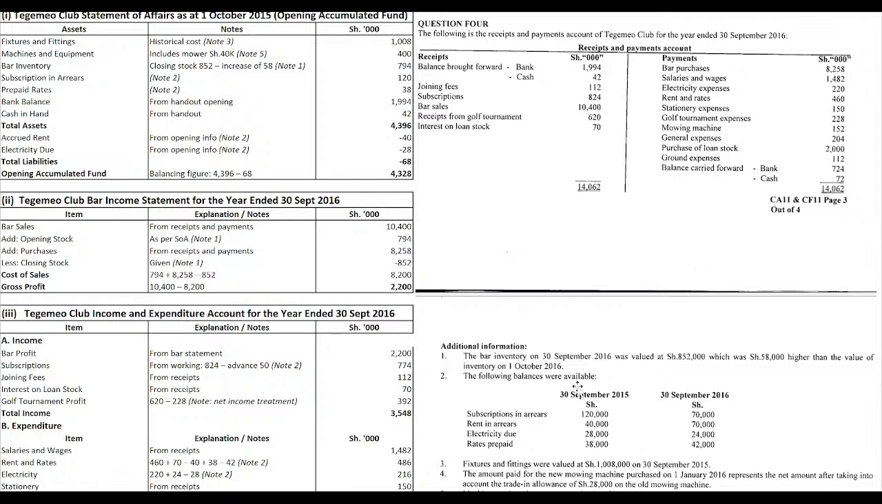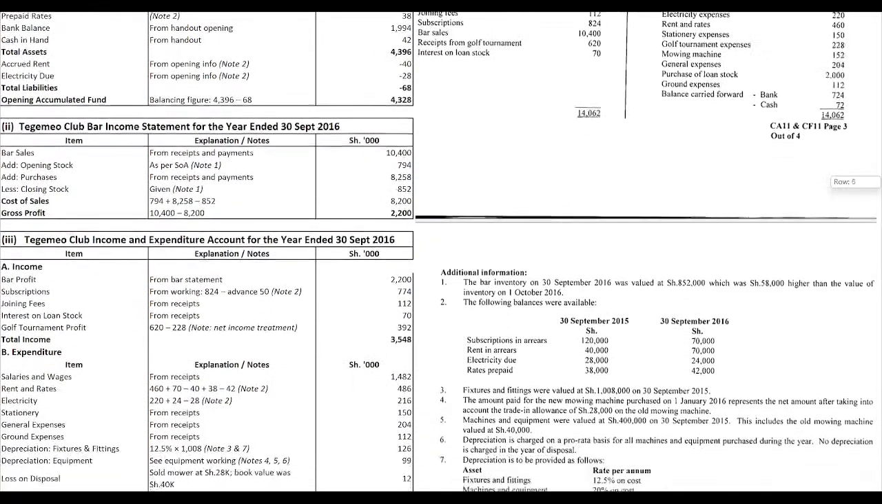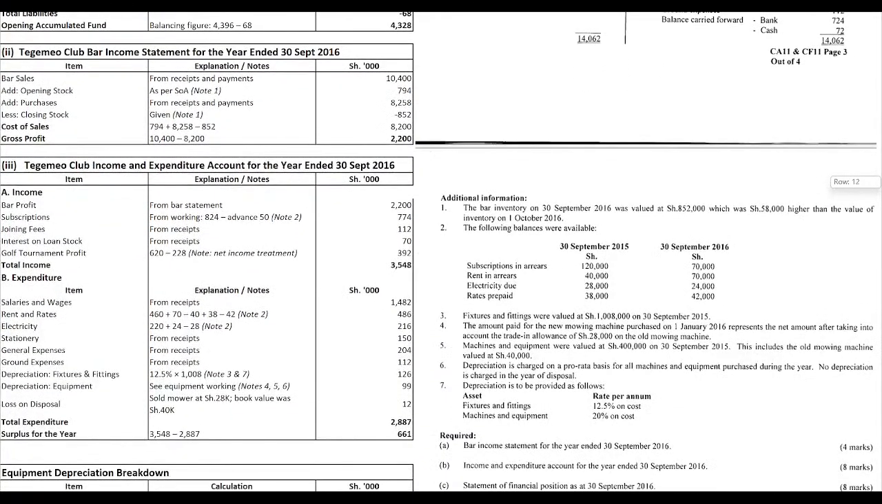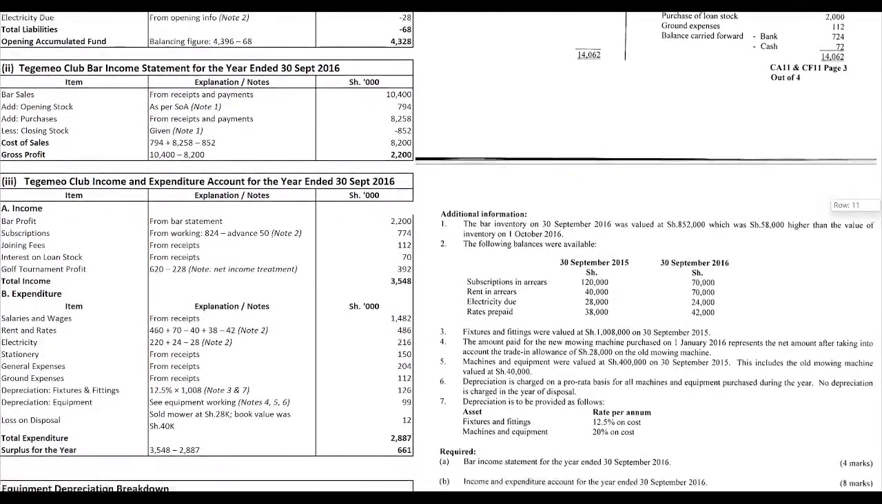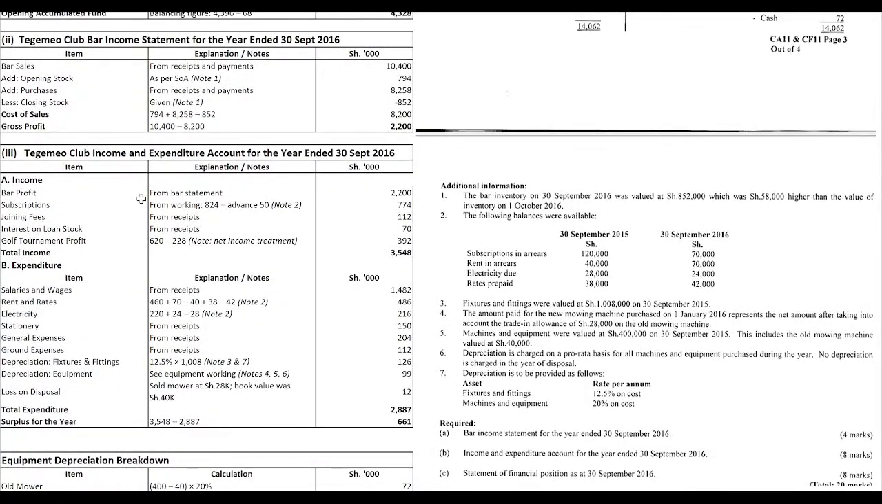So we go to Tegemeo Club. So we are told now to calculate the income and expenditure for the year ended 30th September. So our Tegemeo Club income and expenditure account for the year ended 30th September 2016 will be as follows. So we start with our incomes as well as the expenditure. So our income, the bar profit, what we have gotten from our bar income statement, we bring it here.